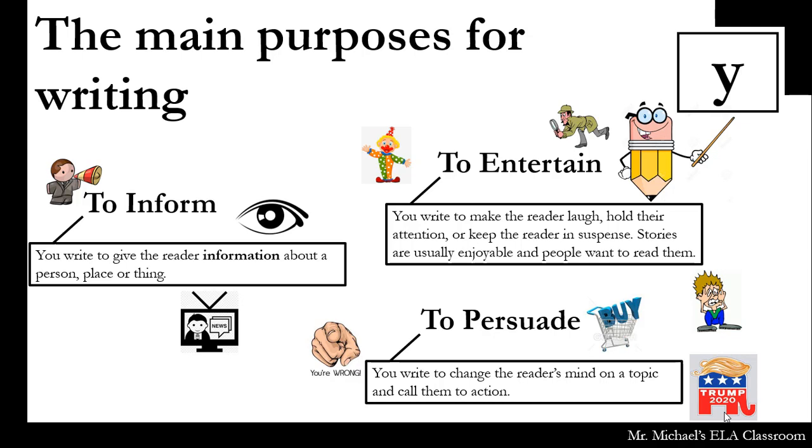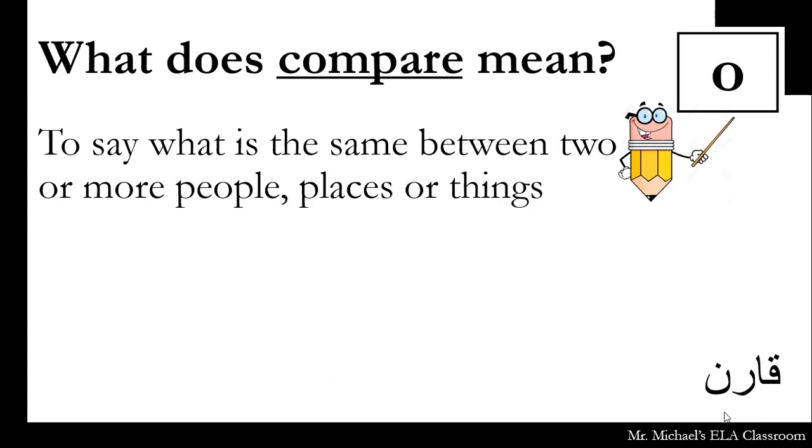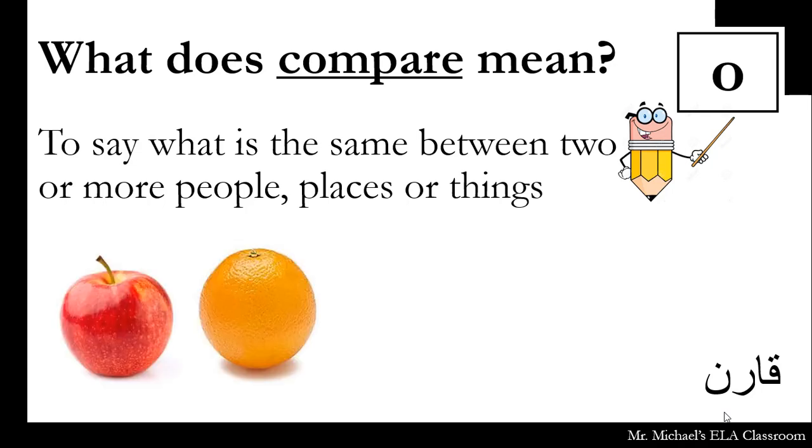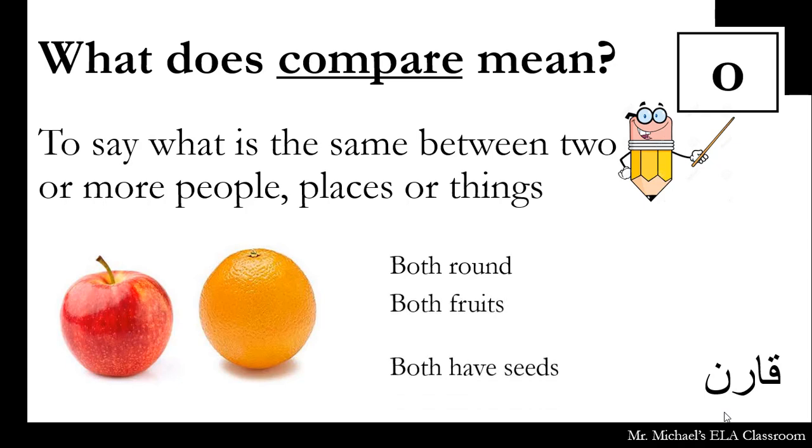And the first way of persuading we're going to do is comparing and contrasting. So what does compare mean? So to compare means to say what is the same between two or more people, places, or things, i.e. nouns. So for example, we have apples and oranges. We could say they are both round. They are both fruits. They both have seeds. And they both are healthy.